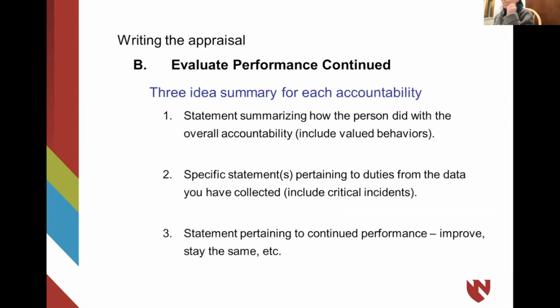Three ideas, a summary for each accountability. One of the things is statements summarizing how the person did with the overall accountability, a specific statement regarding that, and statements pertaining to continued performance: improve, stays the same, and so on. Next.